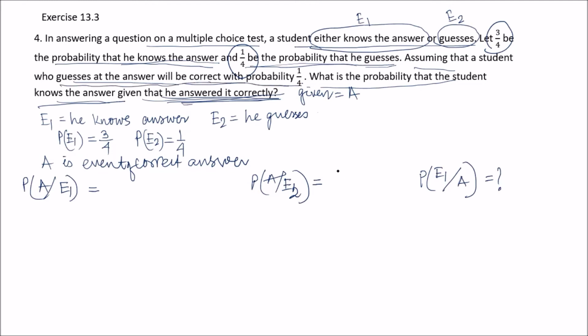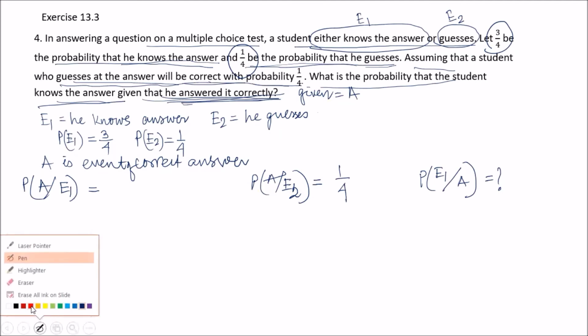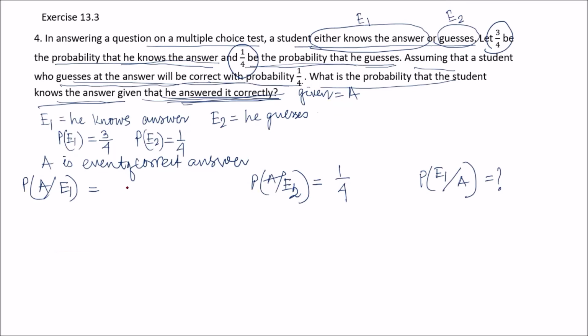The probability is 1 by 4. This is 1 by 4. He is guessing and doing correct. And what about this? This is not given anywhere. But we know this. What? If we know the answer and we are doing correct, this is always 1. This you have to write from your own logic. It's not given in the question. So now go for the answering.